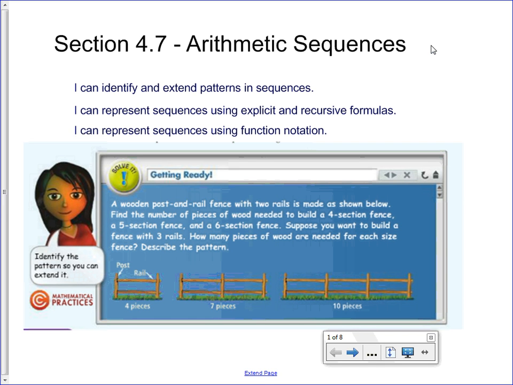So if we have 2 posts and 2 rails, that's going to be 4 pieces. The next one for 2 sections would be 7 pieces, and the next one with 3 sections would be 10 pieces. So we can see that the pattern here is that we're increasing by 3 pieces each time. So our sequence would be written as such: 4, 7, 10. Obviously the next one would be 13, and then we use dot, dot, dot to say that we continue.